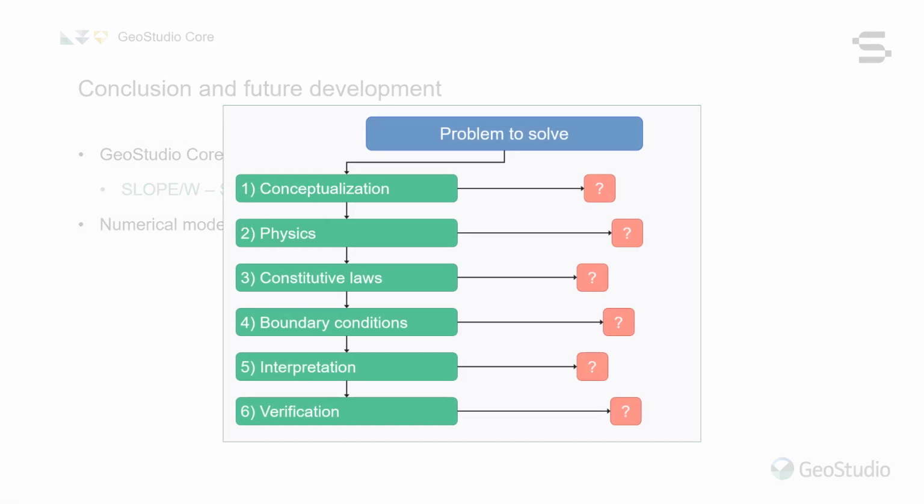Conceptualizing a complex problem into a manageable, simple model, choosing the appropriate physics that should be taken into account, choosing and parameterizing the appropriate constitutive laws that correctly represent the soils we want to model, applying boundary conditions to drive the analysis or impose appropriate constraints, resolving the analysis once the model is correctly defined and interpreting the results, and finally, verifying the results to make sure they appropriately represent what we intended to model. Each of these steps requires reflection and might bring us to reconsider some choices we made earlier in the modeling process.